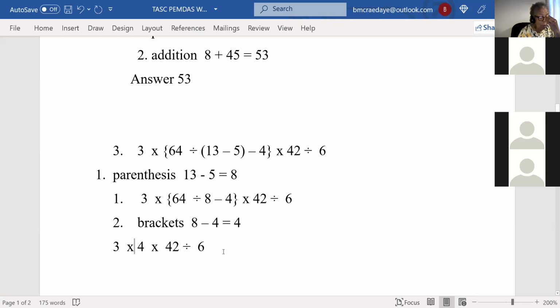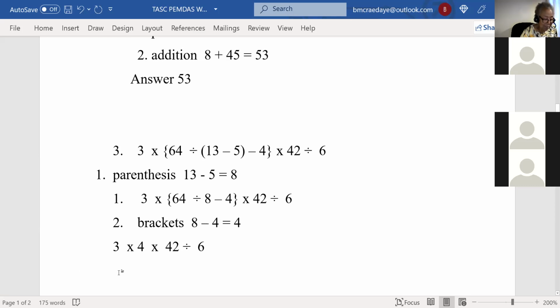Now, within the brackets, we had to do everything. So within the brackets, that's how I got 64 divided by 8 is 8. I know what you were saying, Vanessa. Because we removed the bracket from the 8 and the 4, that means we had to do everything within the bracket, which is 64 divided by 8 is 8, and then 8 minus 4 is 4. Now what we have left is 3 times 4 times 42 divided by 6.